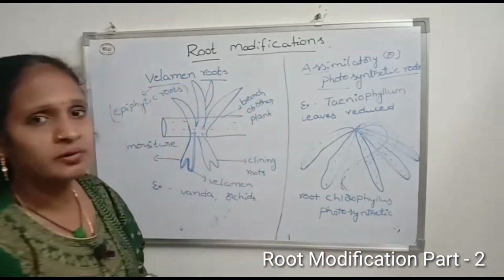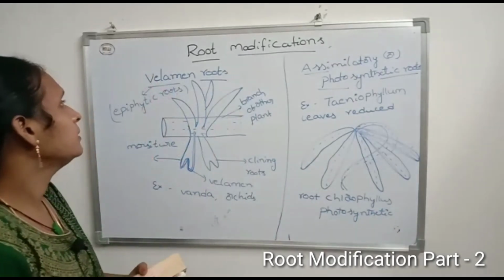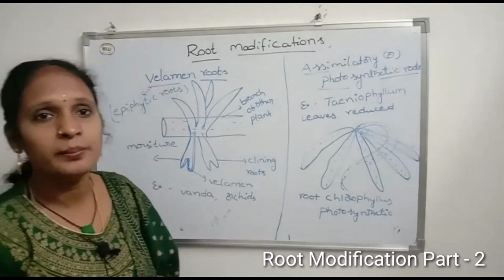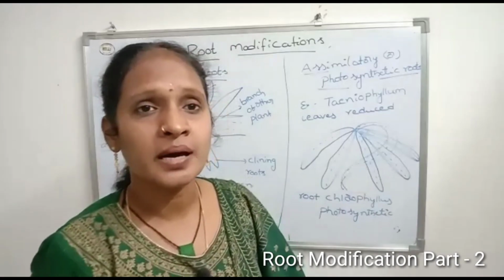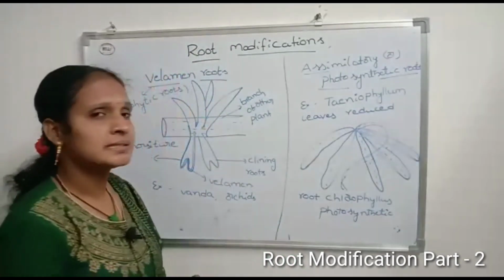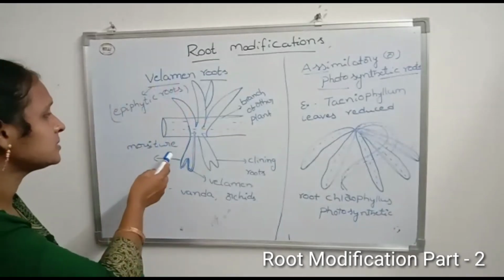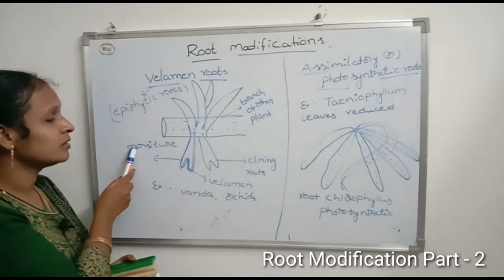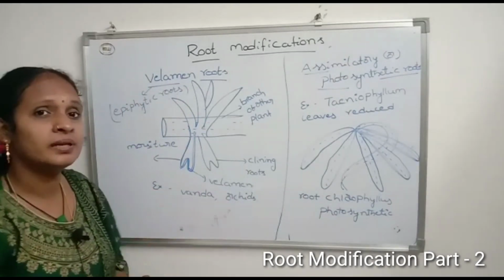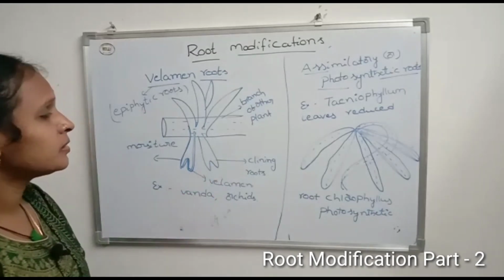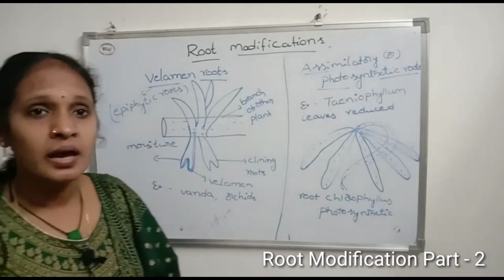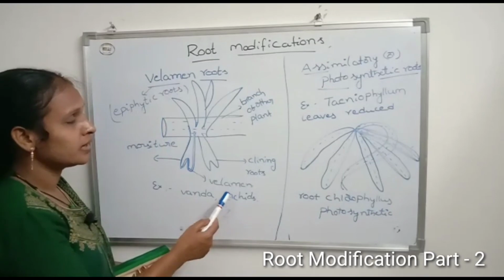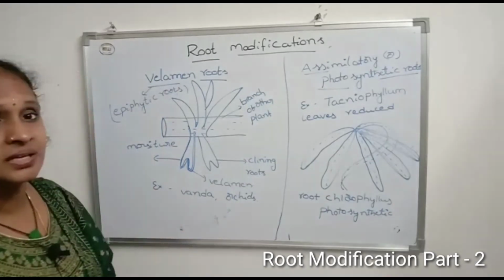So these are the modifications of adventitious roots. Once again, velamen roots are epiphytic roots. Epiphytes are plants growing on the branch of another plant. In these epiphytic plants, the roots hang in the air and absorb moisture from the atmosphere through a modified special structure called velamen roots. These velamen roots are useful for absorbing moisture from the atmosphere. Examples: Vanda and orchid.